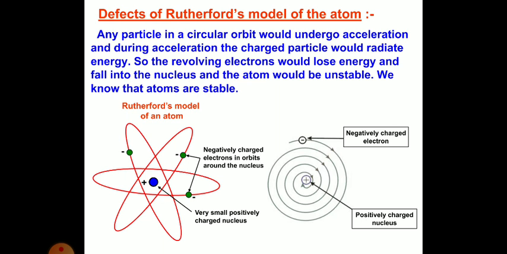From this figure you will see that Rutherford has made a model of an atom in which he has stated that a very small positively charged nucleus is present at the center, while the green color dots show the negatively charged electrons in orbit around the nucleus. And the second thing is that he made an assumption like this: negatively charged electrons, if they revolve around the nucleus, then after some time they should fall into the nucleus, which is made up of positive charge.